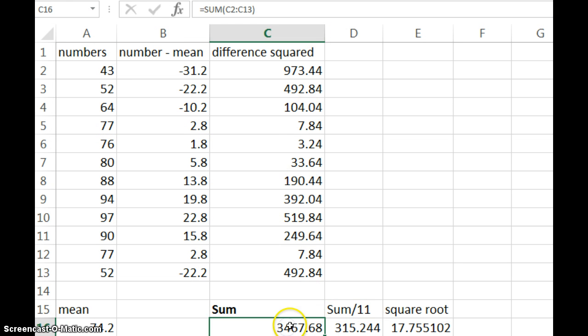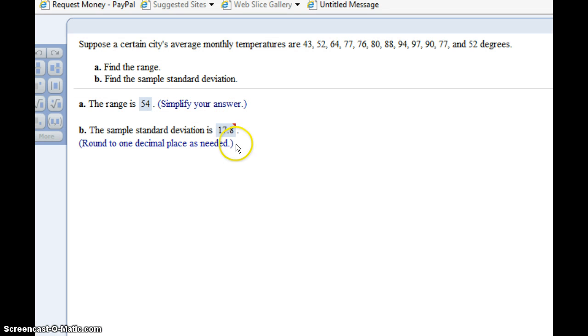So we just sum those up, divide by 11, and the final thing is to take the square root of that. And in this case we get 17.8. It tells us to round to 1 decimal. So I just typed in SQRT for square root, and it gave me 17.8, and that would be your answer.